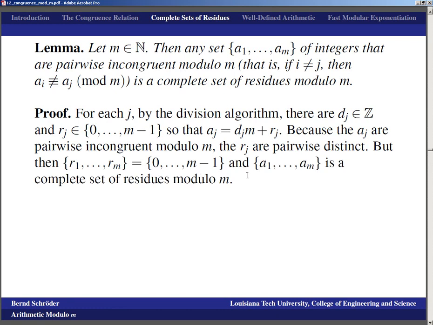But that means that r1 through rm is a complete set of residues, and that means that a1 through am, which is a set of equivalent numbers, is also a complete set of residues modulo m. Because these rj's are pairwise distinct, they are the numbers 0 through m minus 1, since there are m of them and they are between 0 and m minus 1. Each ai is equivalent to one of these numbers, and because there are m of them, we get all of them. So every integer is equivalent to one of these numbers, and therefore also equivalent to one of the ai.